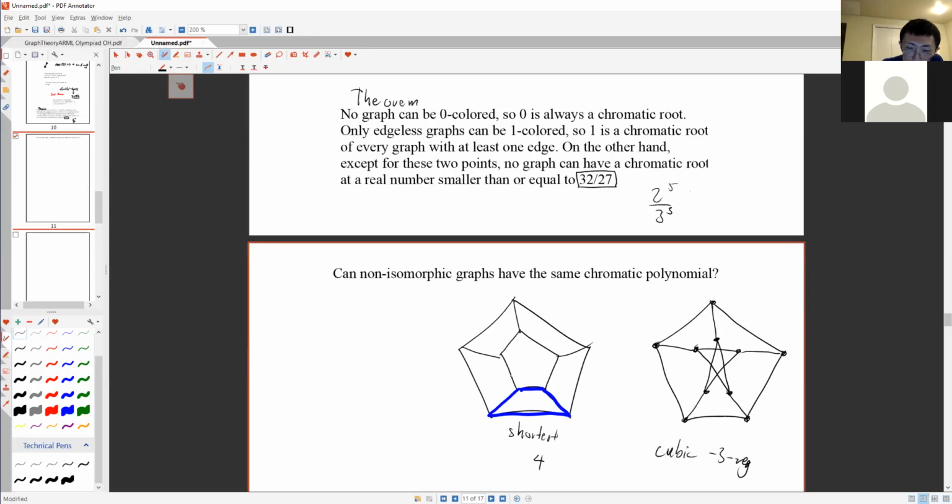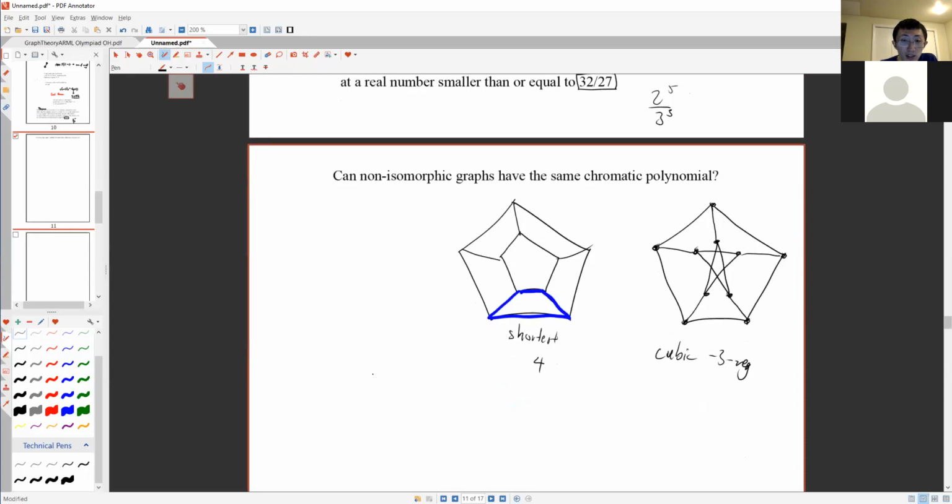So let me catch up on what you guys said in chat. Okay, so Adrita said, yeah, they could have the same number of vertices and edges. Yeah. So maybe it's not super clear how to think up of such graphs.